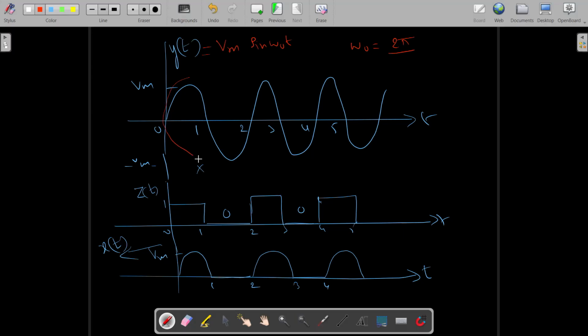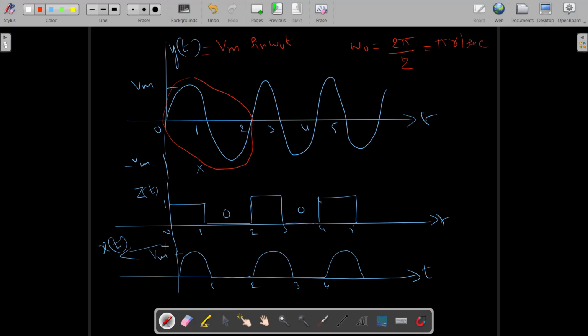So this is the t naught, right? This is the portion that repeats for every time. So what is the time at which it repeats? The time t naught is going to be 2. Therefore this is pi radians per second.